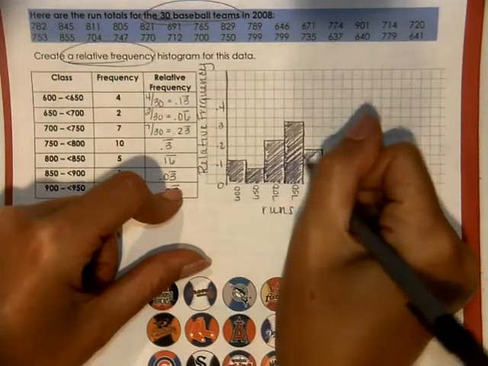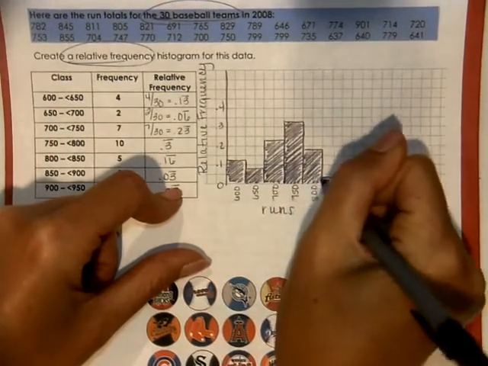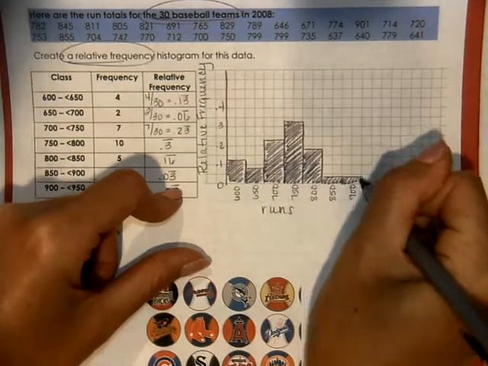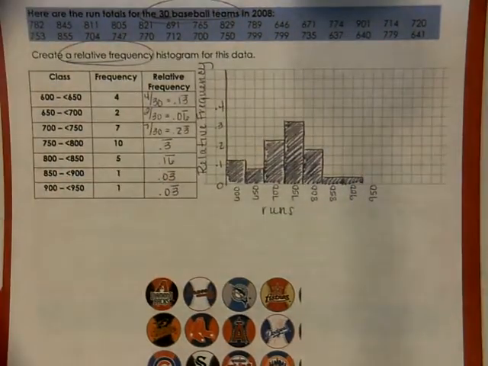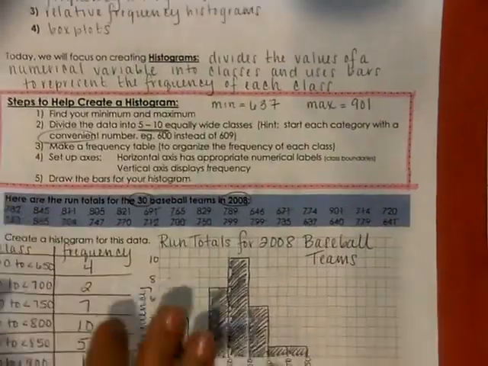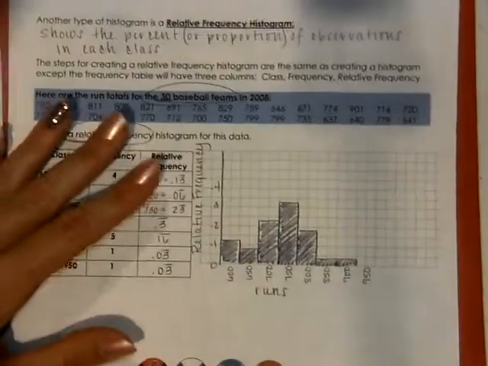Now there's one more thing our graph needs. Again, it's a title. Since we're displaying the same information as we did on the front, can we use the same title that we used for our frequency histogram on the front page? Absolutely. So we said run totals for 2008 baseball teams.